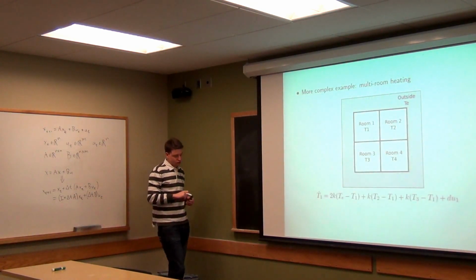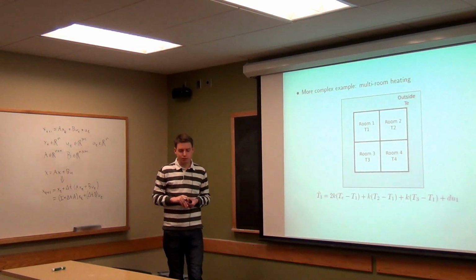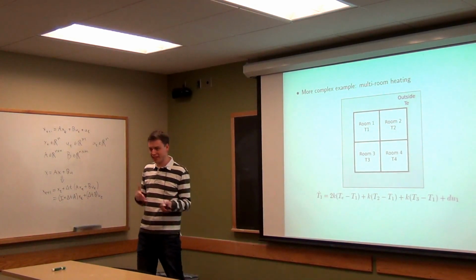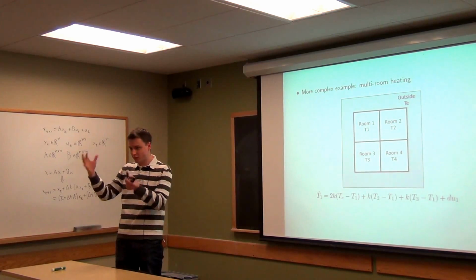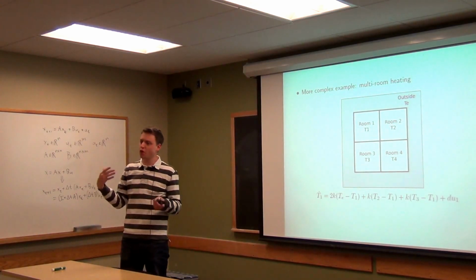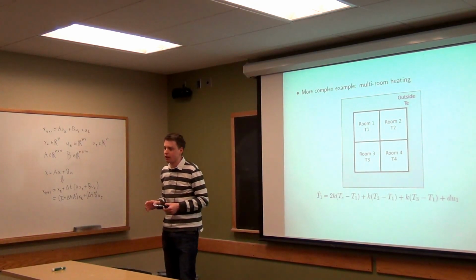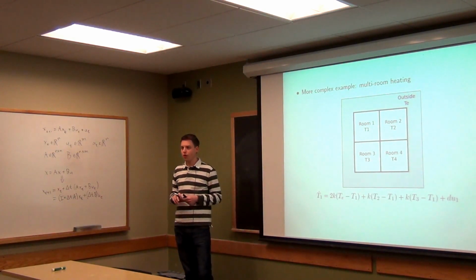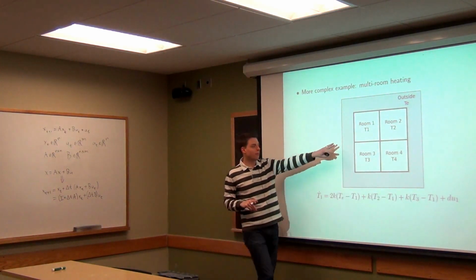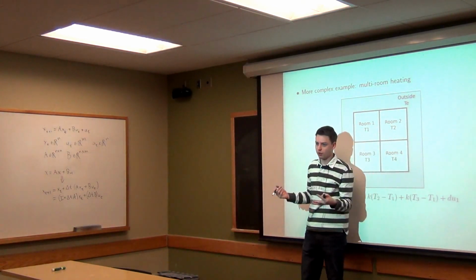Okay, so let's take a little more complex example. It's really the same as the last one. It's a heating example, but we're now going to think about more than just one isolated room. We're going to think about multi-room heating. Again, this is a simplified example. In general, you probably might want to model these with more complex heat flow equations.